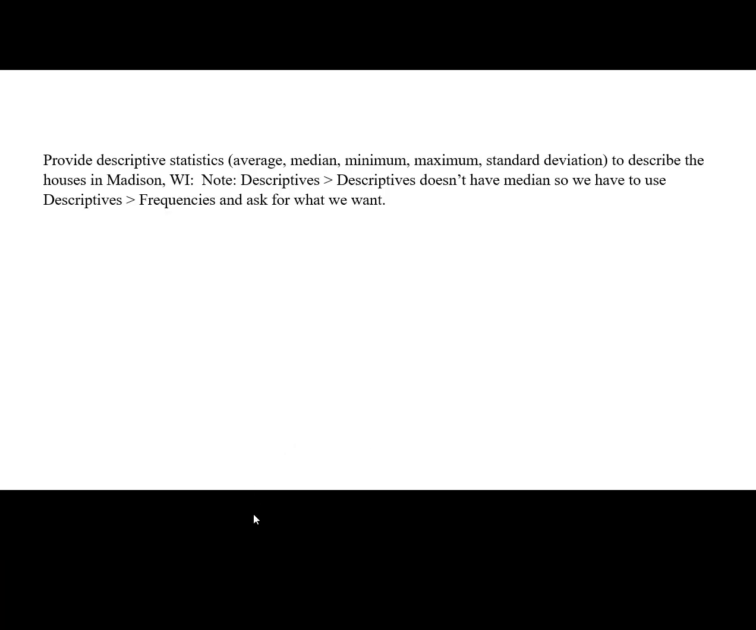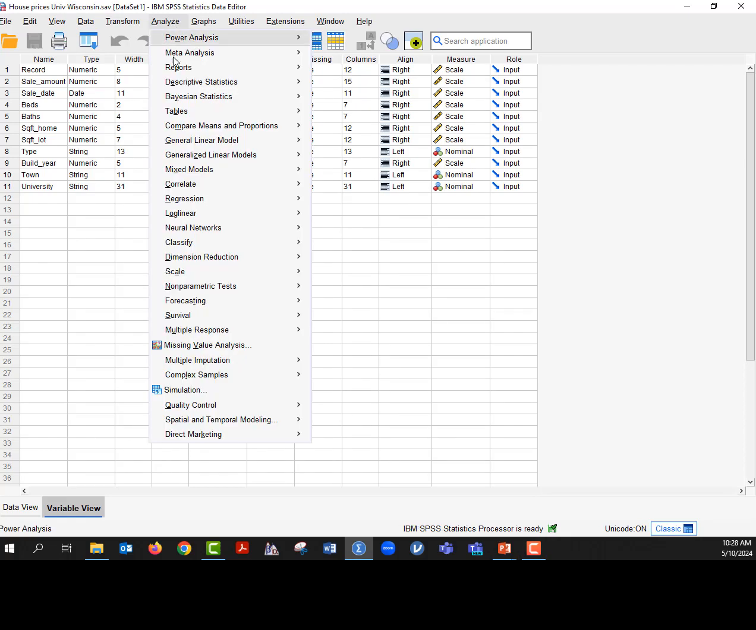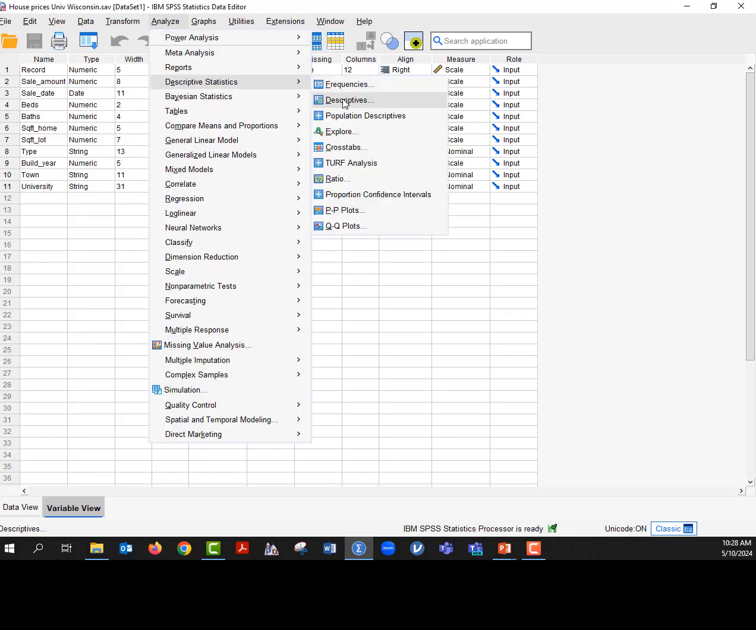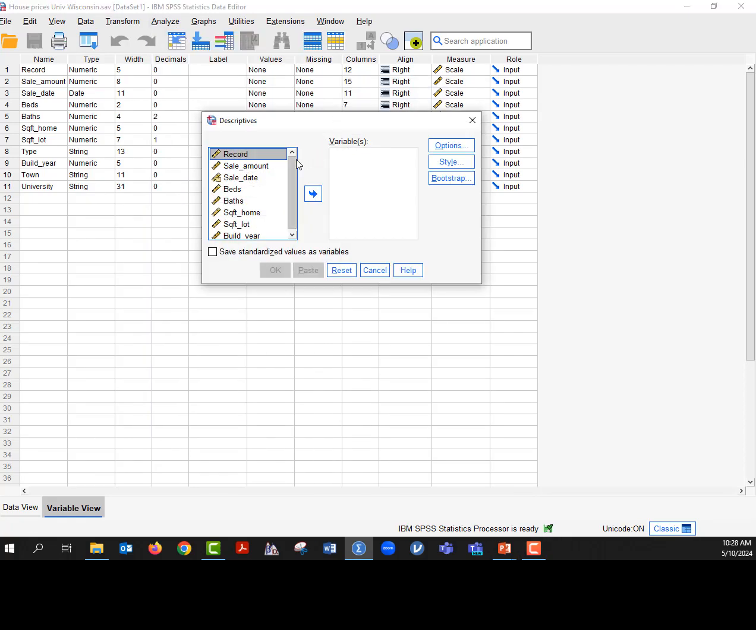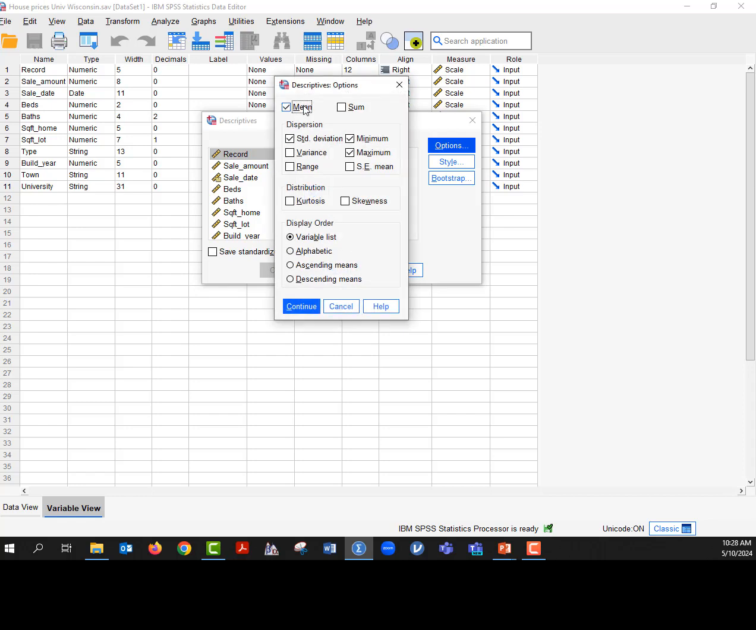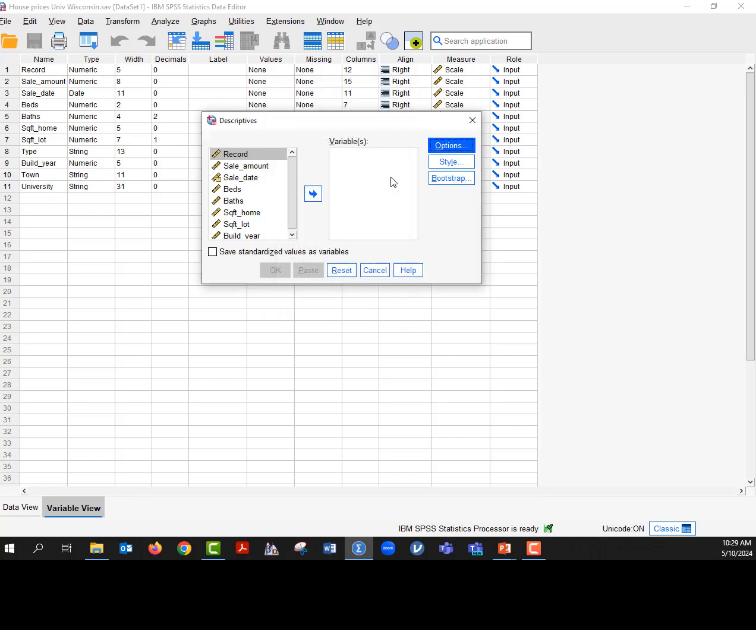So the first task is to provide descriptive statistics, the average, median, minimum, maximum, and standard deviation, to describe the houses in Madison. Okay, so if I go to Analyze, Descriptive Statistics, and I come over to Descriptives, it asks for mean, median, min, max, and standard deviation. But if I go over here, I can see that I have mean, standard deviation, min, max, but no median. So I'm not going to use that one. I'm going to cancel that.